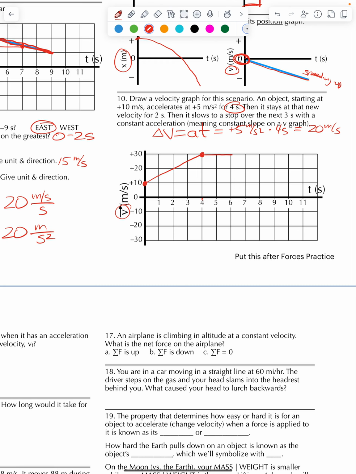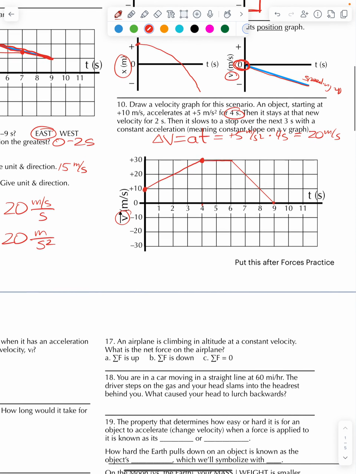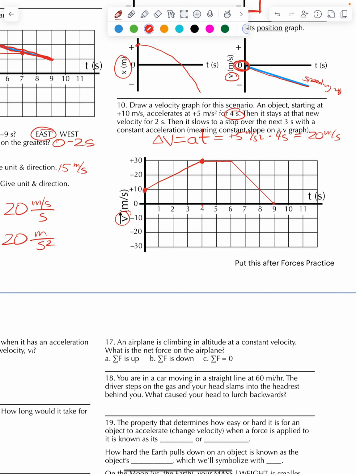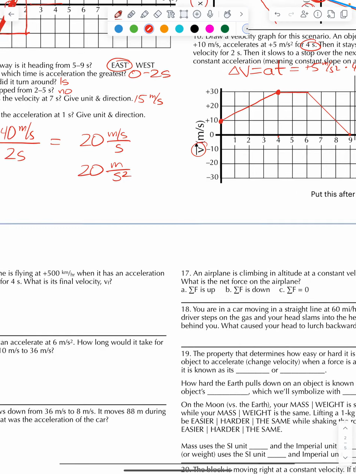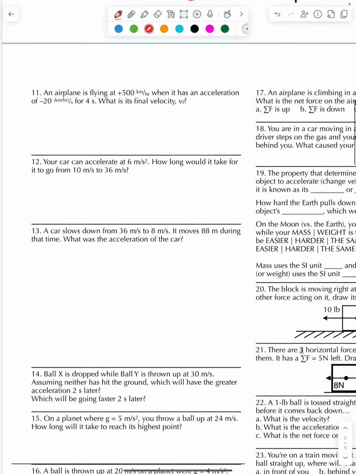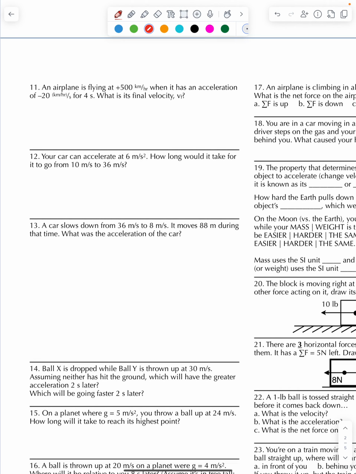Then it slows down to a stop over the next 3 seconds. So by the time we get to 9 seconds, it should be stopped, and we'll just assume it's slowing down steadily, a constant acceleration. Okay, that's it. Again, you won't have to draw them, but maybe that'll help you understand some things. All right, page 2. Now we're going to start doing some calculations. That might be the scary part for some of you.